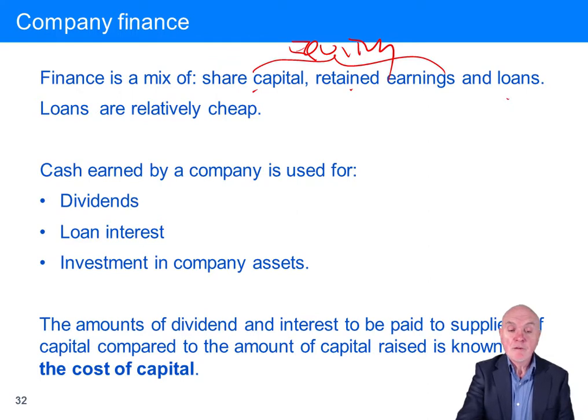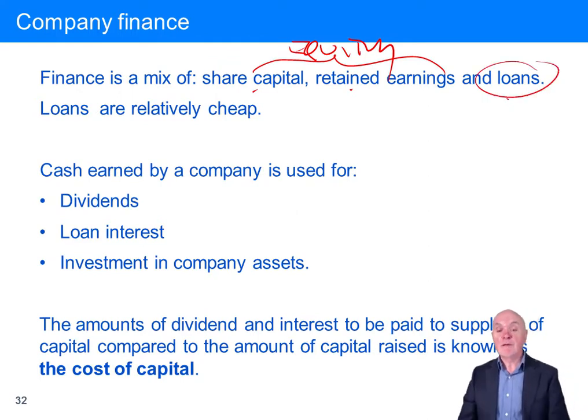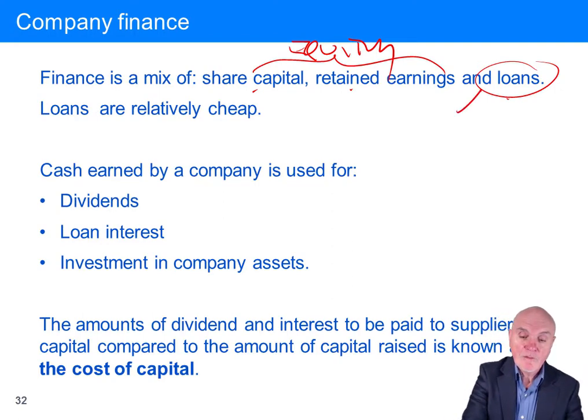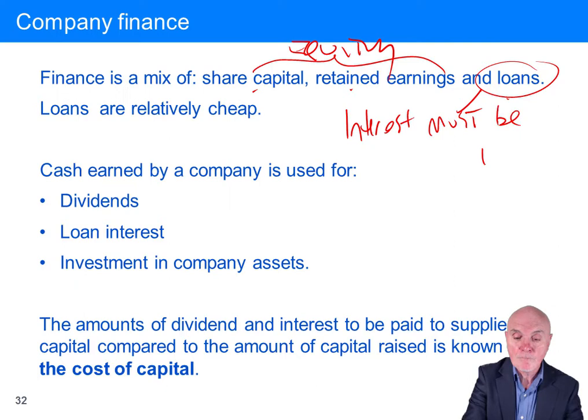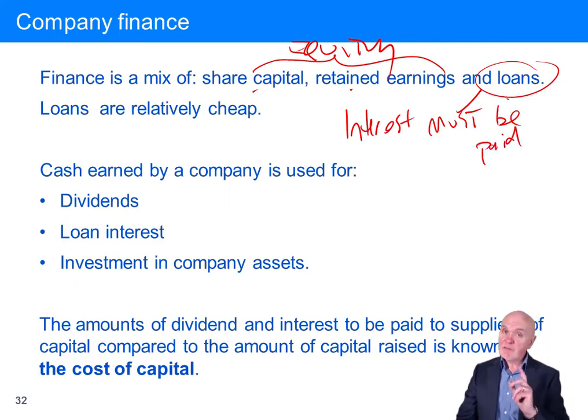The other place you can go is to the bank or to an individual and ask to borrow money. What's the significance of borrowing money? Well, if you have a loan, then the interest has to be paid. Dividends didn't have to be paid; that was up to the discretion of the directors. Interest has to be paid if the loan isn't to default. So you're guaranteed your 5% or whatever the loan rate is going to be.